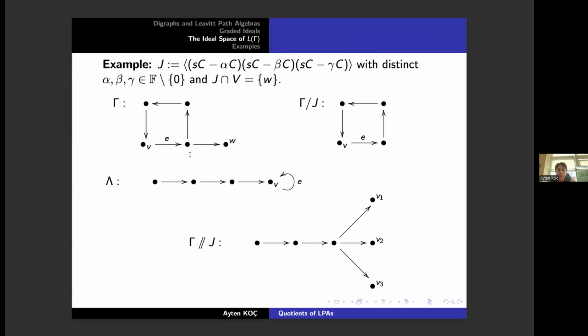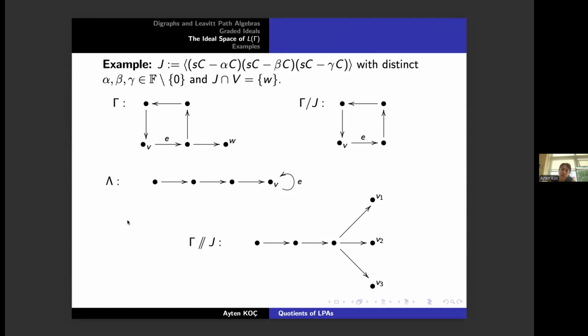And let's consider this diagram. And gamma slash J, how to obtain? Delete all vertices in the ideal. And here only W, we have only one vertex. And so we obtain this cycle.